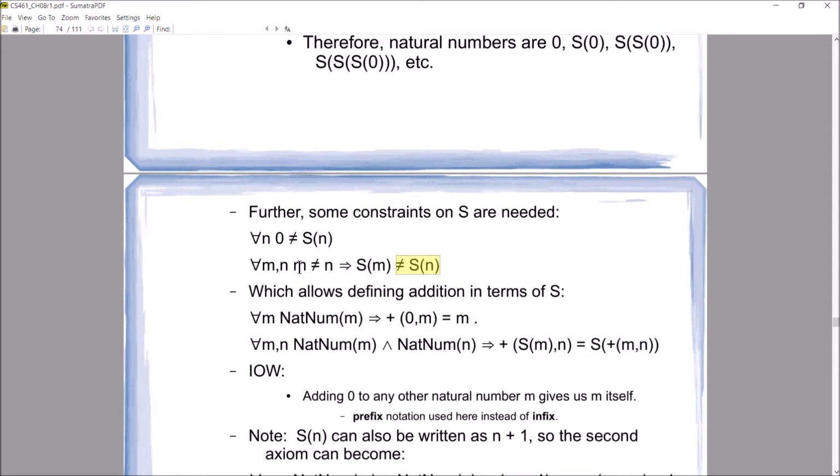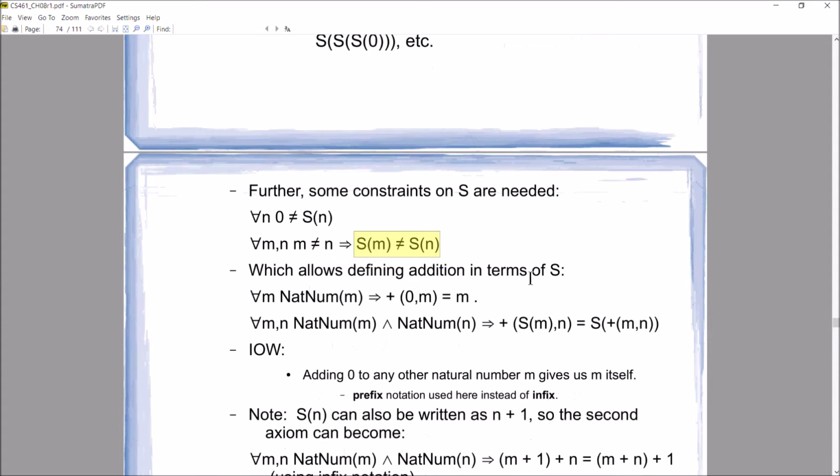So if I've got 10 and 11, what this sentence is saying is, well, if you've got 10 and 11, those are two separate numbers, then their successors aren't going to be the same, which is true because the successors are going to be 11 and 12. Or let me give you another example. What if I have the numbers 3 and 6, right? Well, since they're not the same, their successors are going to be different as well. So 4 and 7.